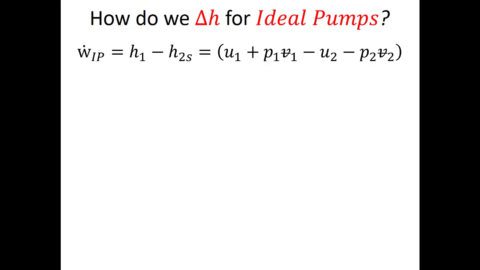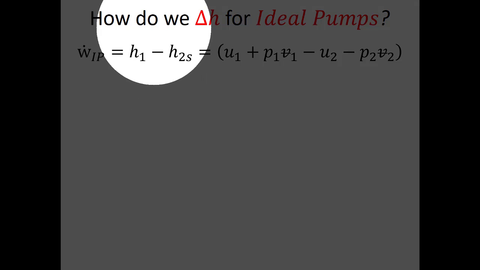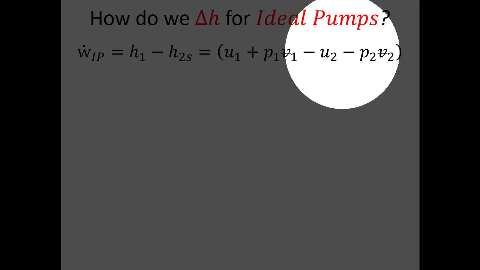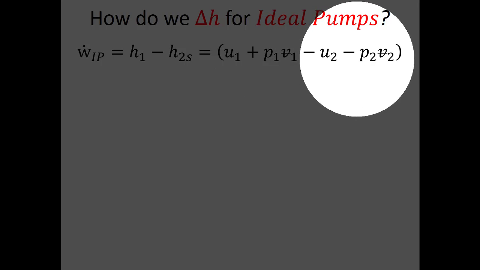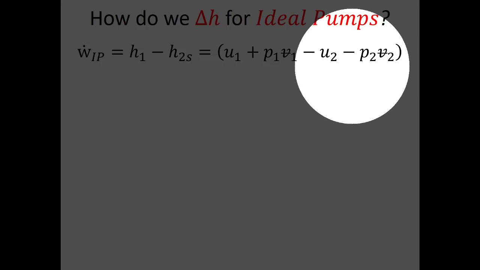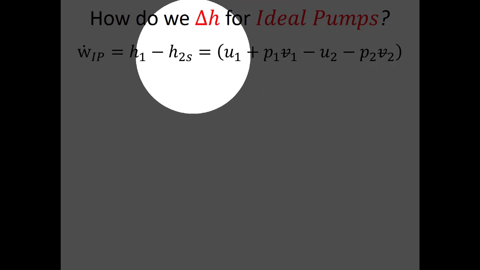That sounds great, but even an ideal pump needs to be plugged in a wall, right? So even an ideal pump is going to consume power. So to get a better answer than that assumption would give us, we remember that the definition of H is U plus PV. So here I take U1 plus P1V1 and U2 plus P2V2, all times -1, and I put them into the equation for H1 and H2S.